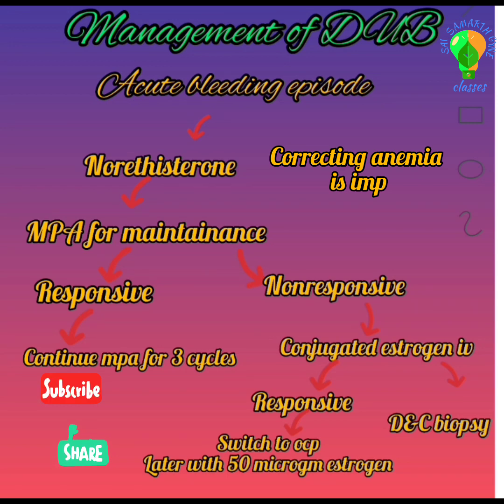Once it works and it controls the bleeding, then you have to shift to a maintenance therapy with medroxyprogesterone acetate. 10 to 20 milligram in a day you can give, and you have to continue the same if it responds. You continue MPA for 3 cycles from day 5 to day 25 of the cycle. This is how you control an acute bleeding episode.